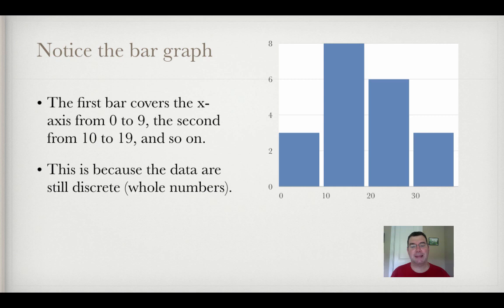But there's still some gaps. There's a gap between 9 and 10, there's a gap between 19 and 20, and there's a gap between 29 and 30, and there's a reason for that. It's because the data are still discrete, they're whole numbers. There are decimal values between 9 and 10, but I'm not interested in those because I didn't see any decimal values between 9 and 10, not including 9 and not including 10. Obviously that wouldn't happen. So that's why there's little gaps between those bars.